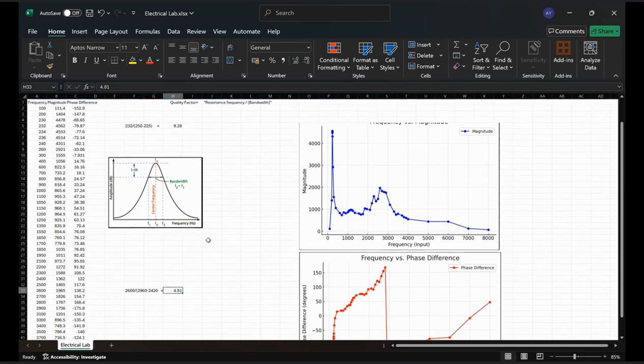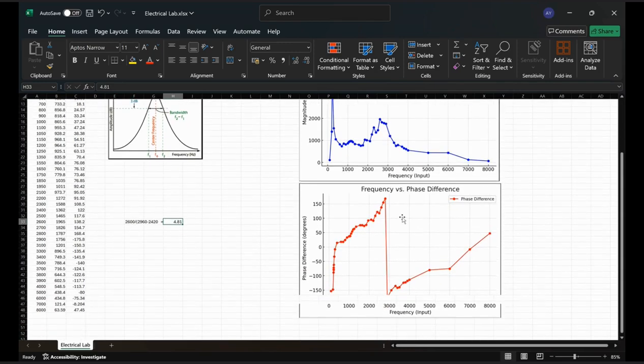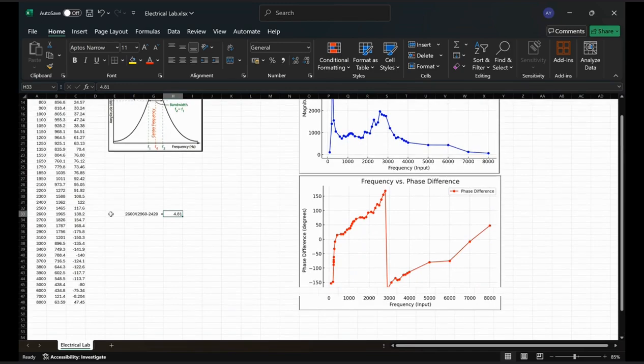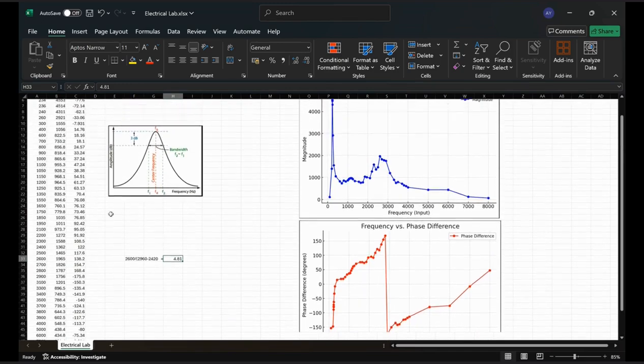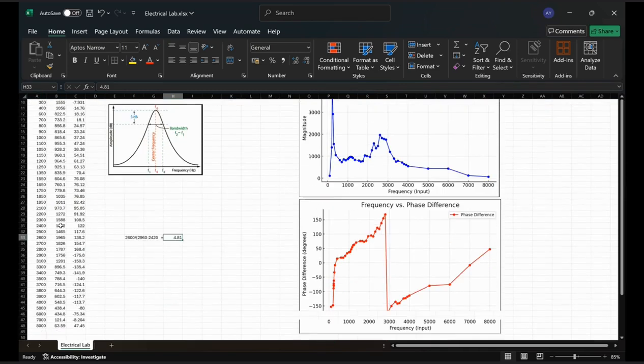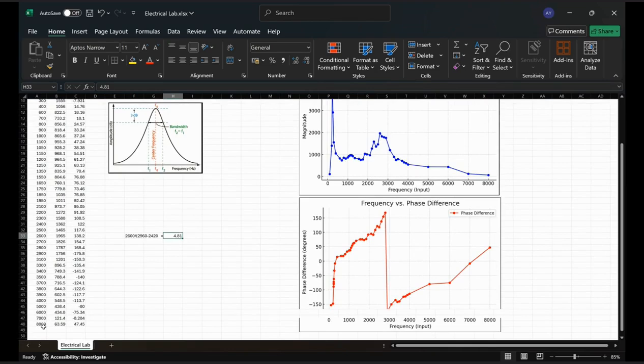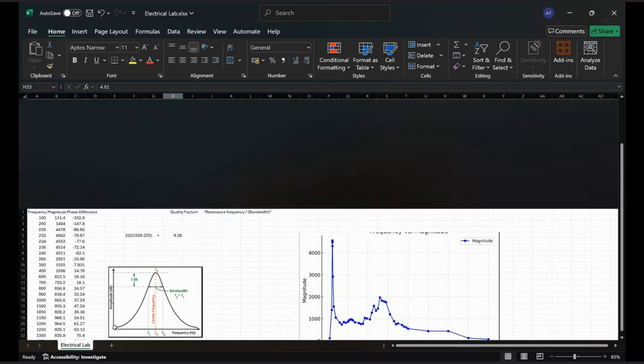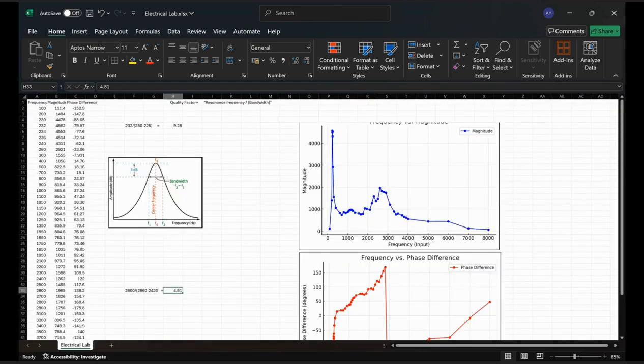The quality factor shows the quality of the signal, how good the signal is and how well we can analyze it. This is the corresponding graph of the phase difference of the frequencies, and I have taken a total of 47 frequencies, starting from 100 and going up to 4000 hertz. Thank you.